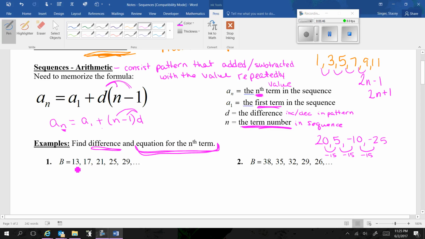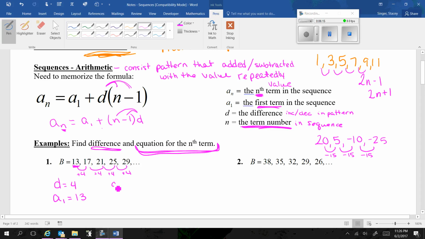So looking at this sequence, 13 to 17, 17 to 21, 21 to 25, 25 to 29, you're increasing by 4 each time, so a positive 4, because you're adding 4 each time. So I know my difference is equal to 4. Can I determine a sub 1? Yeah, I know a sub 1, my first term in my sequence, is 13. It's always going to be whatever's listed first. A sub 1 means the first term.